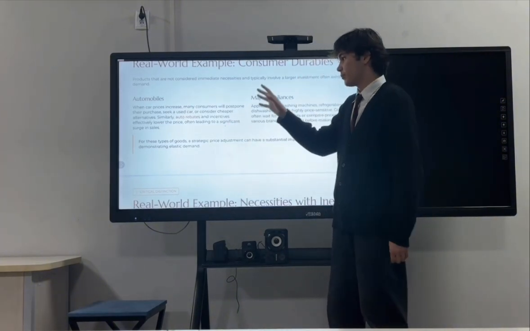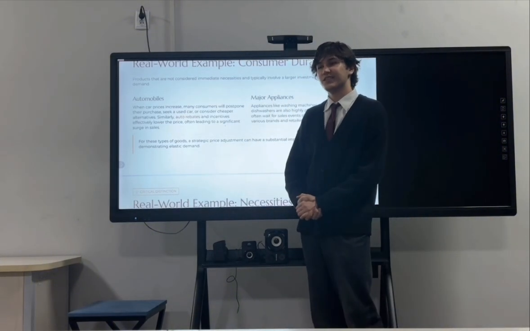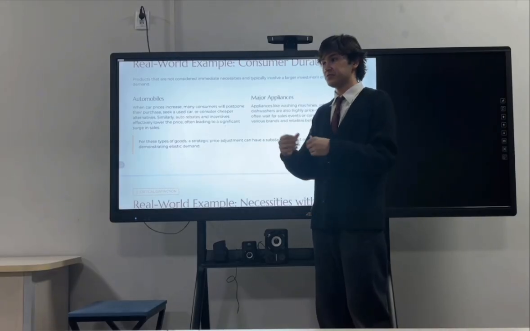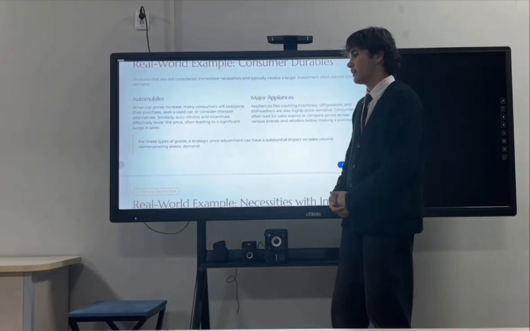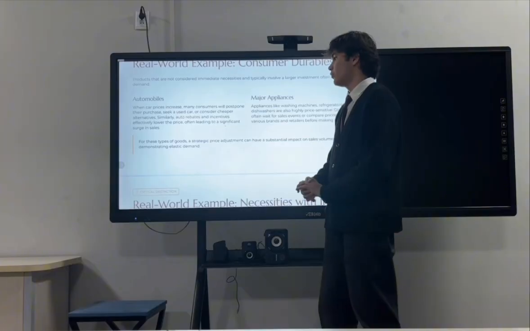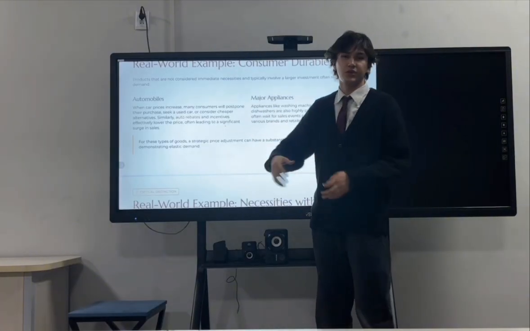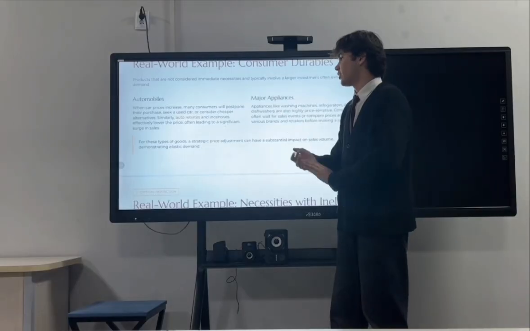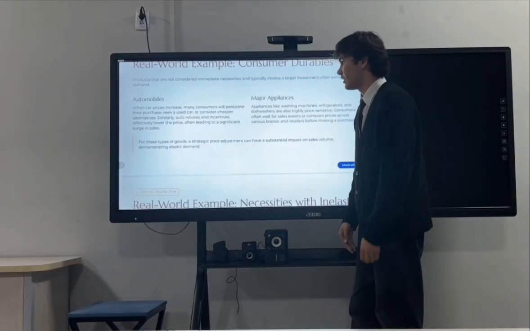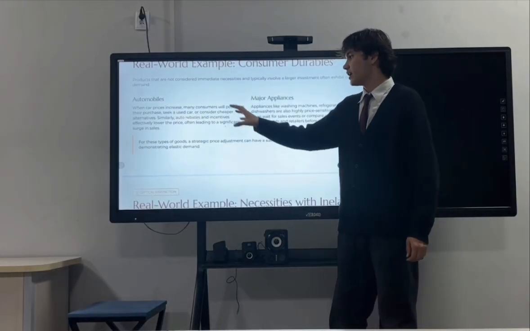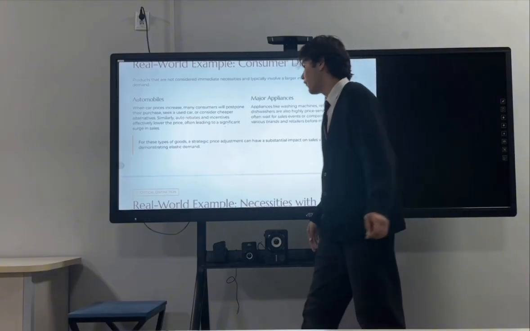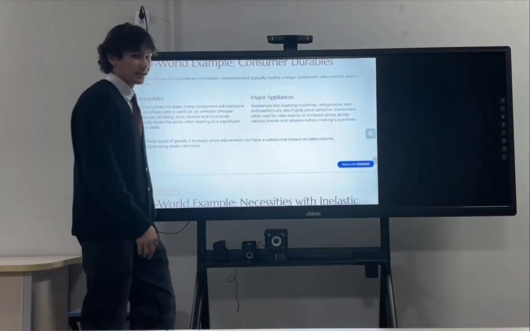Yes, it's kind of true. Because, for example, when we were buying a new car and the price changed significantly in a very short period, we will start trying to seek a used car or consider cheaper alternatives or ask our relatives about this. Similarly, auto rebates and incentives effectively lower the price, often leading to a significant surge in sales.